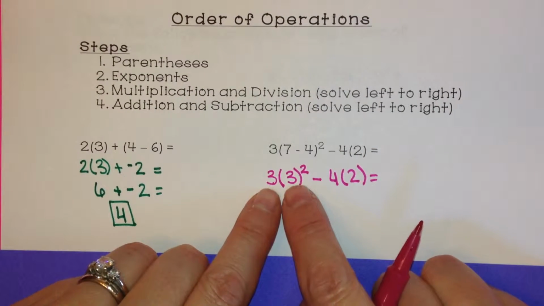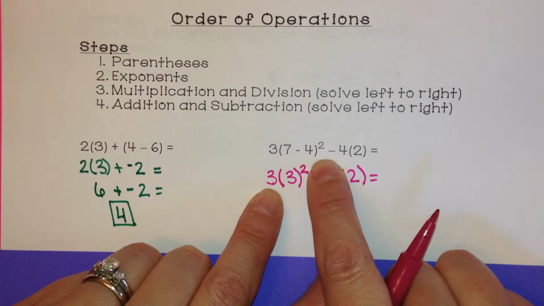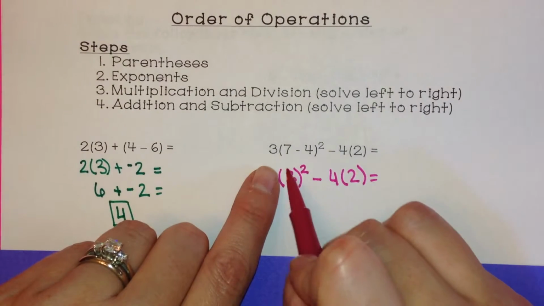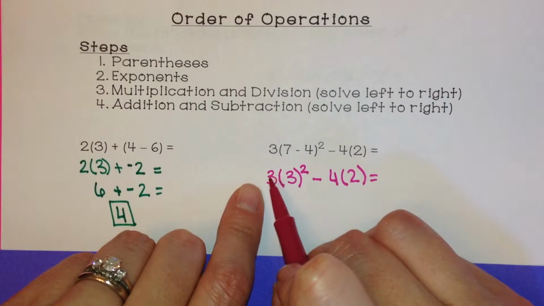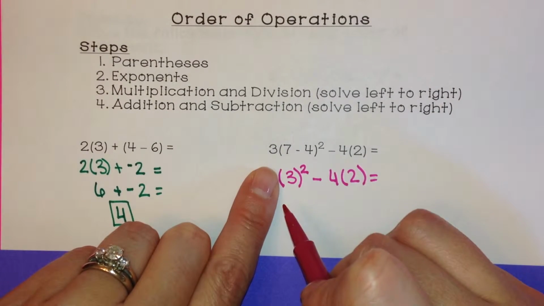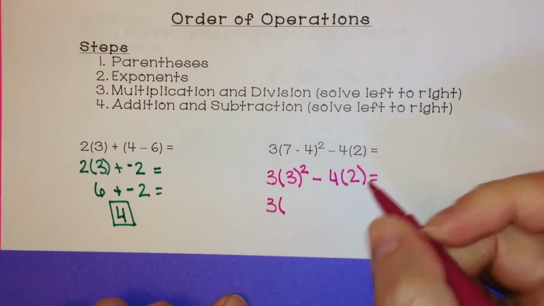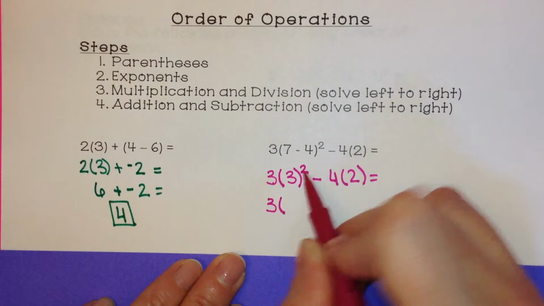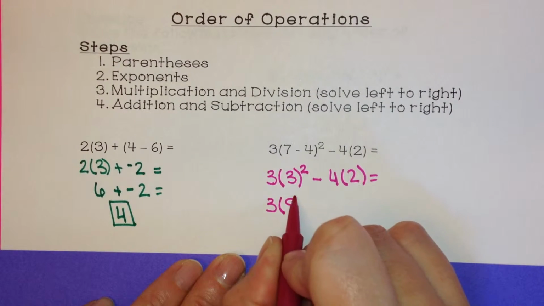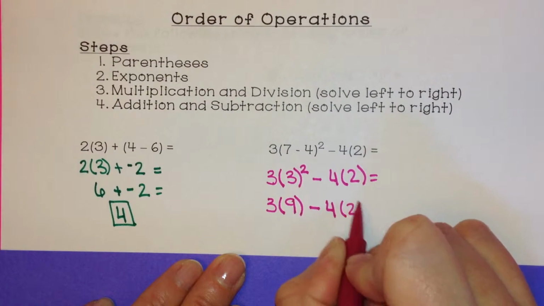A common mistake is to do 3 times 3 first and then raise it to the second power. But the 3 inside the parentheses is the only thing that's raised to the second power. This 3 is on the outside, so we have to ignore it for now. I'm going to bring that 3 down. I'm going to leave my parentheses there to represent multiplication. 3 to the second power is 9. Remember, 3 times 3 minus, bring down the 4 times 2.